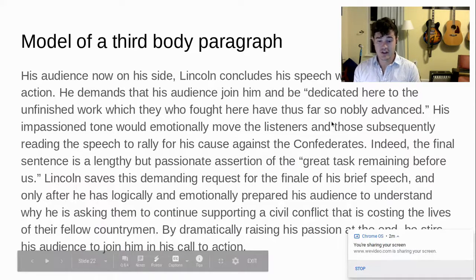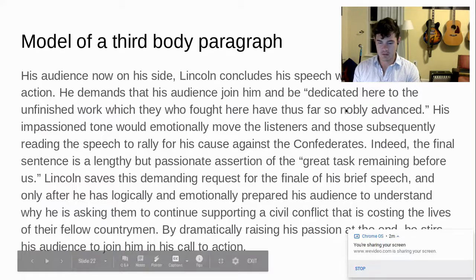His audience now on his side, a transition referencing the ideas from the second body paragraph. Lincoln concludes the speech with a forceful call to action. He demands that his audience join him and be, quote, dedicated here to the unfinished work which they who fought here have thus so far nobly advanced, end quote. A lovingly set up quote. Lots of context around it.